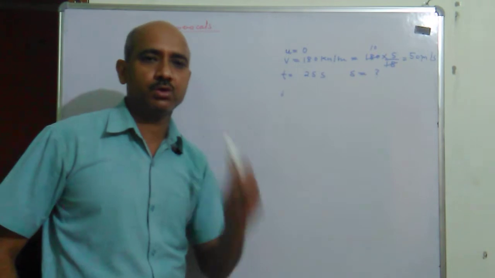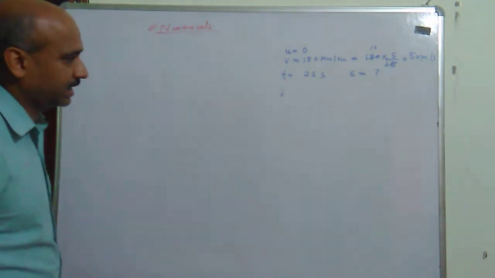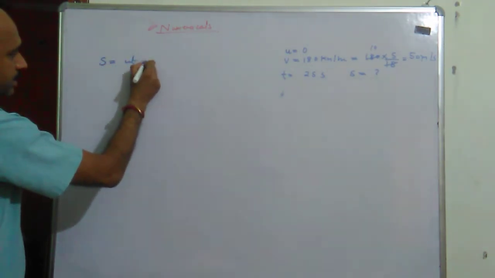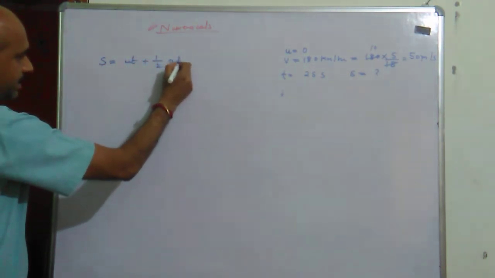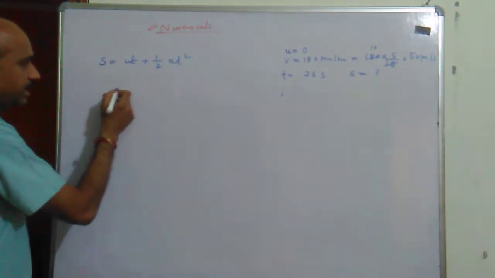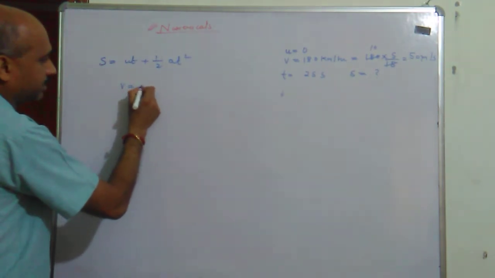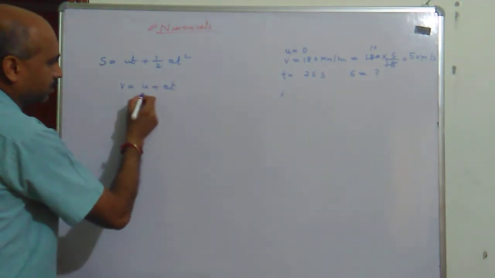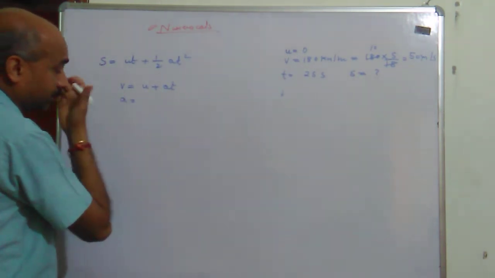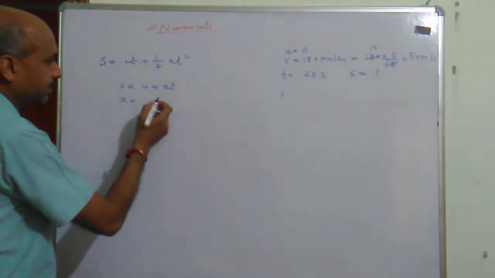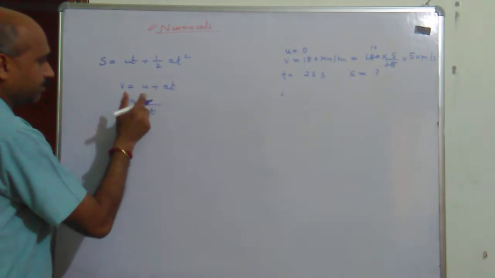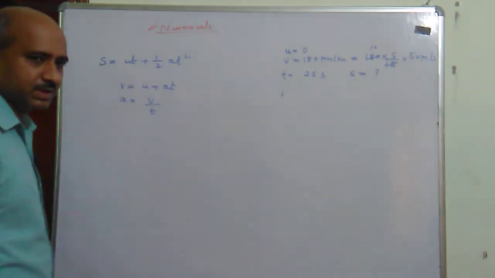It is a very simple question. Simply you have to use Newton's second equation. If you use the second equation, s equals ut plus half at square. We don't have the value of a, but don't worry, we can find it from v equals u plus at. The final velocity will be v, so the value of a will be v by t, since the initial velocity is 0.